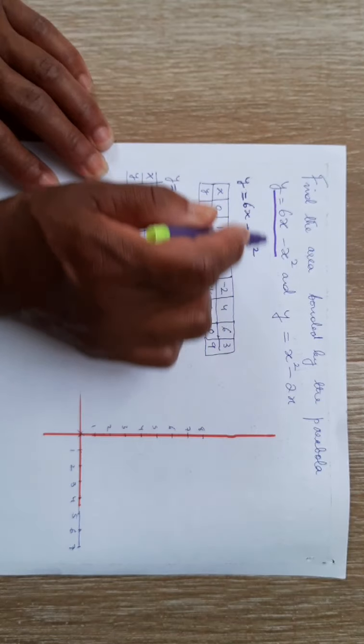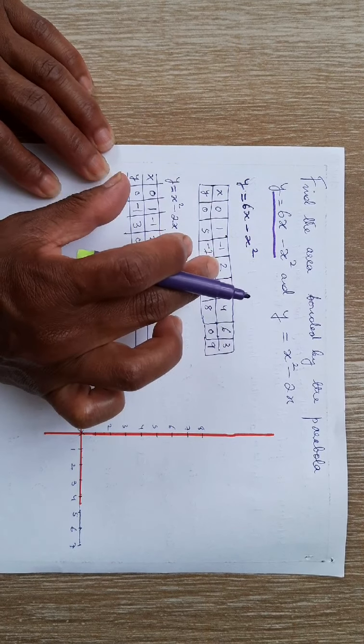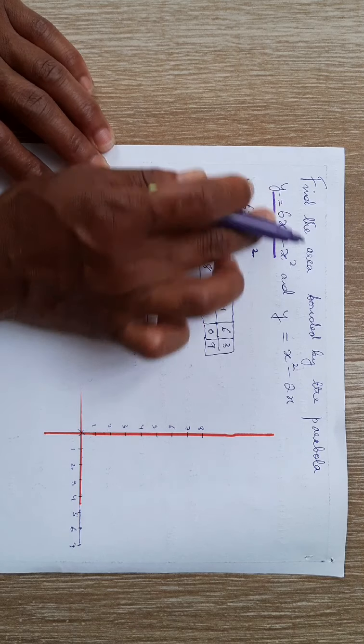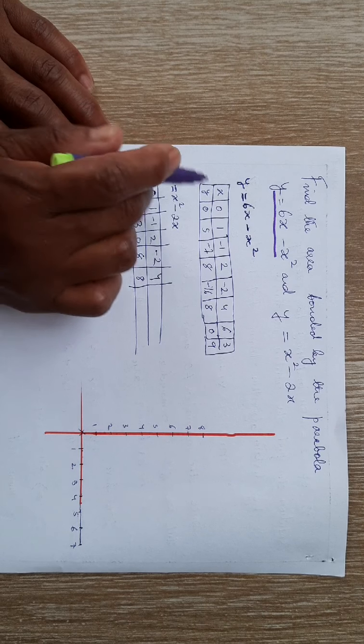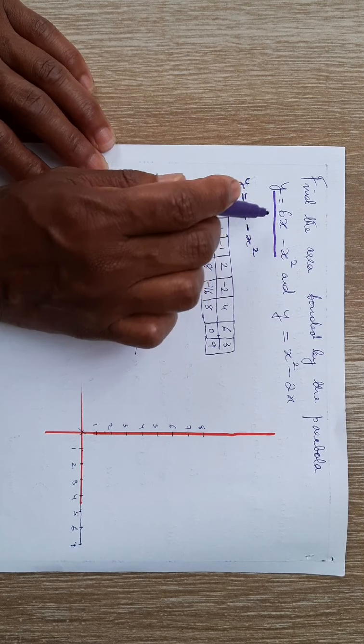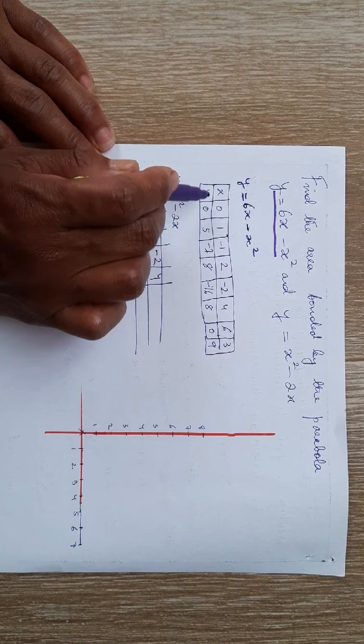But in this case it is bounded by two curves, so we have to reduce this one also to that form in order to get the required area bounded by these two parabolas. So first step what you need to do is you construct a table for this one curve, y is equal to 6x minus x square. So this is a table, x and y.